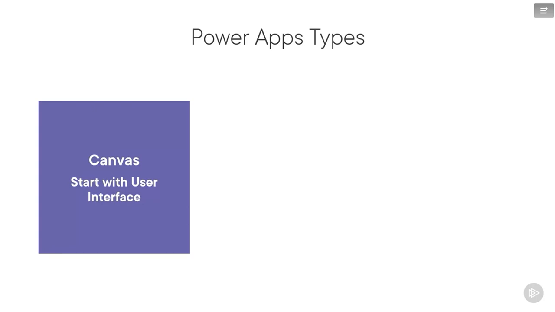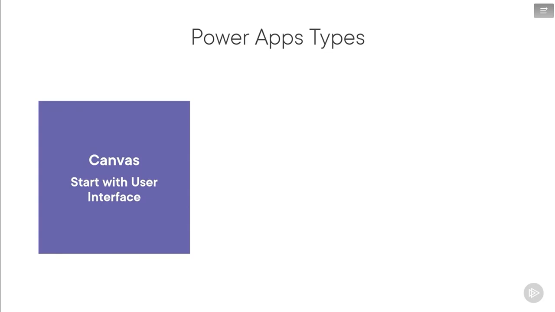The starting point when building this type of apps is the user interface. You create a canvas with all the necessary elements and then connect to one of more than 200 different data sources. The main advantage of Canvas apps is the flexibility you are getting to design user experience the way you like it.